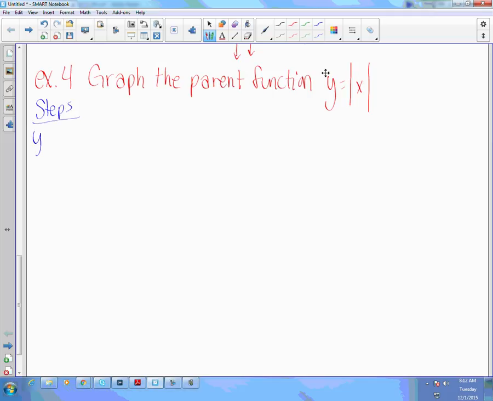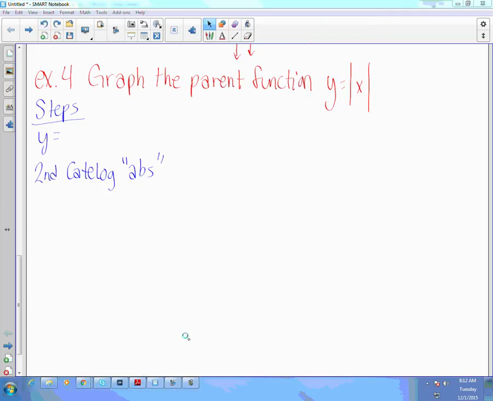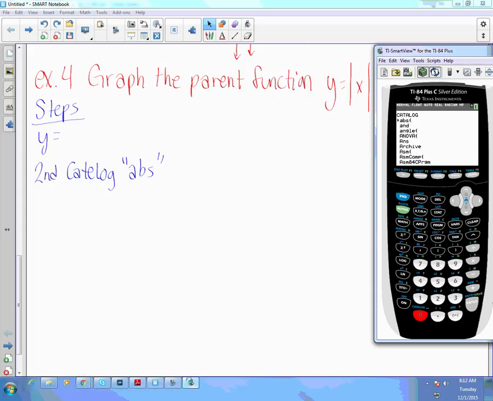We went to y equals. Then we have to select second, catalog, and abs. If you just push enter, it will select it. You may not have the parentheses automatically, so it's okay. After the parentheses, just push X, and then you just have to close your parentheses.